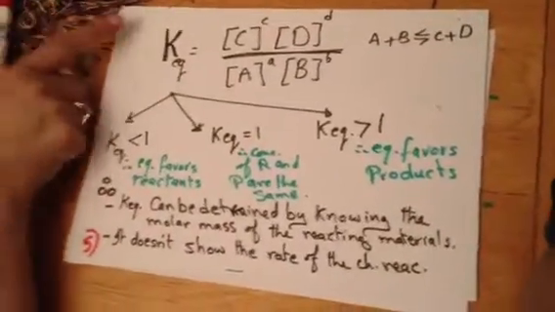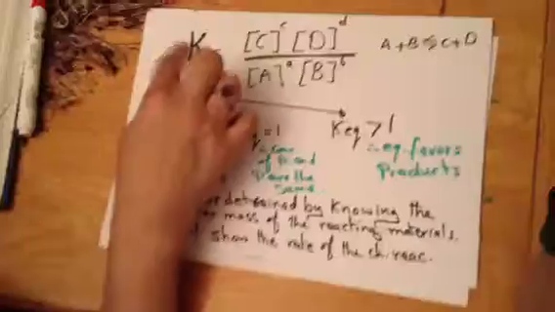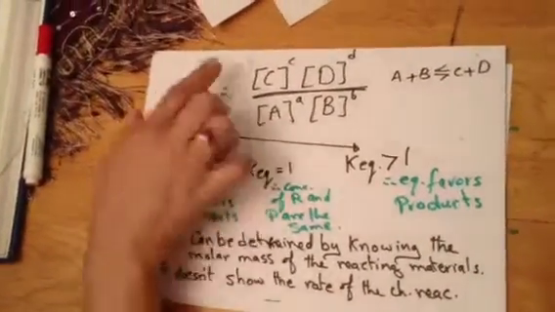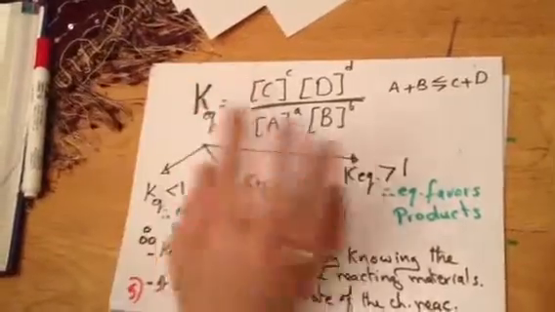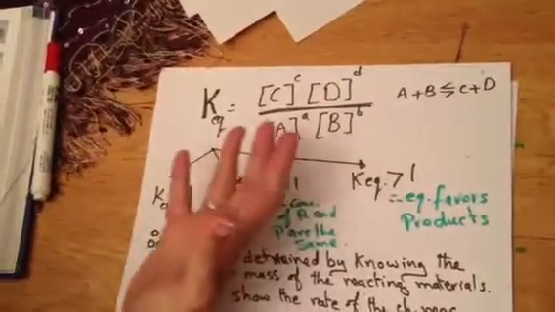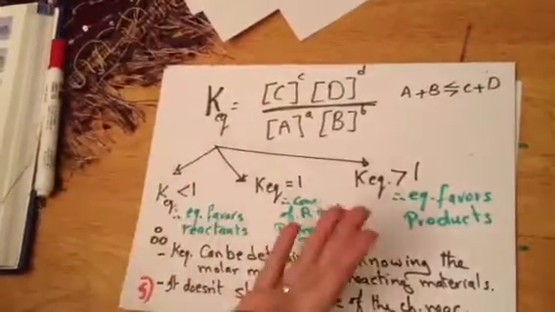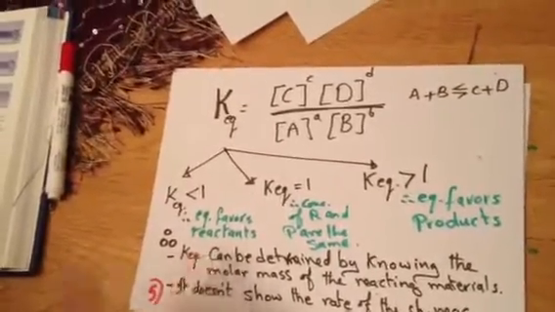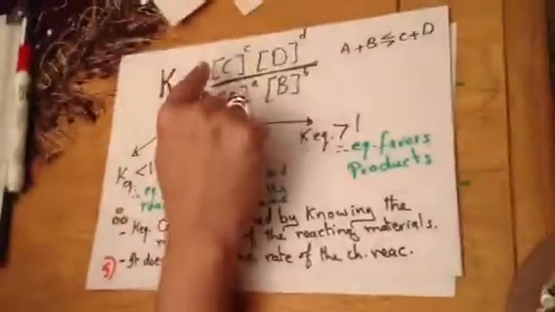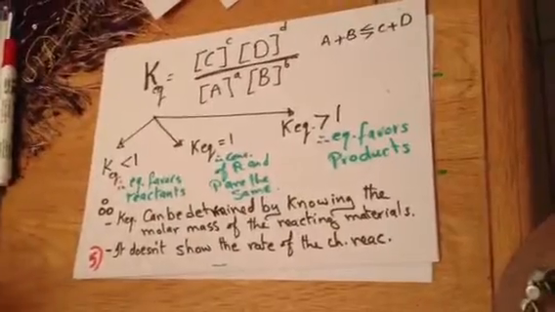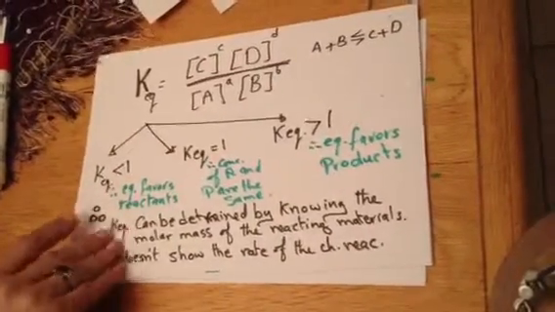Also, I want to say that the equilibrium constant is independent of the rate of the reaction. It depends on the concentration of the reactants. How much concentration do we have? This determines the equilibrium, but it doesn't show how fast the reaction goes. Also, all we need to know the equilibrium constant is the molar concentration of both reactants and products.